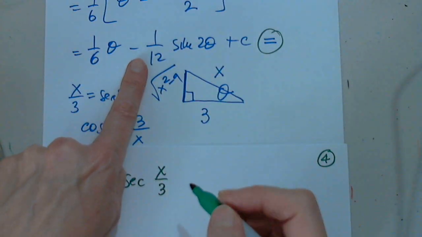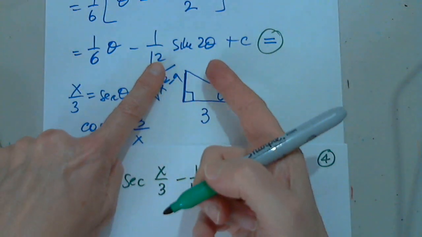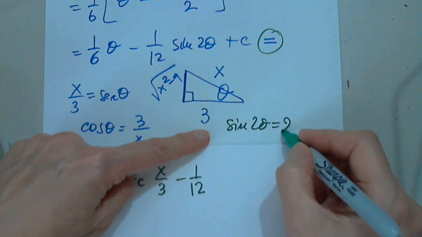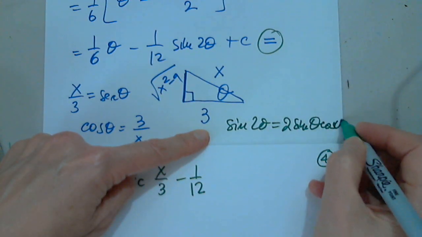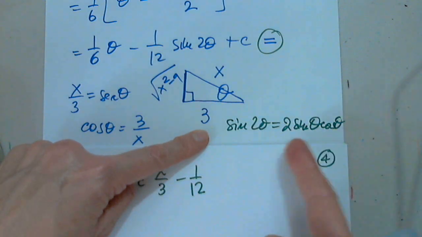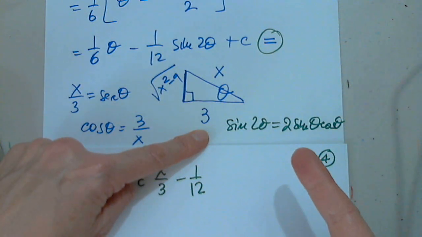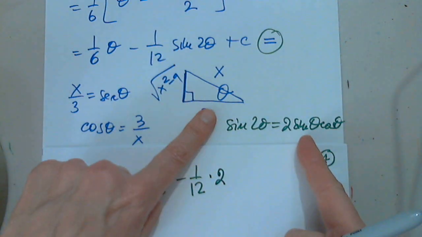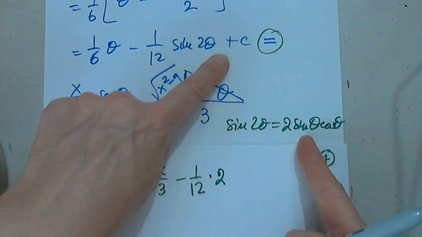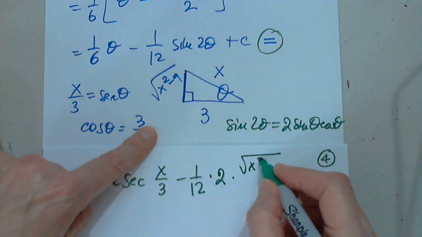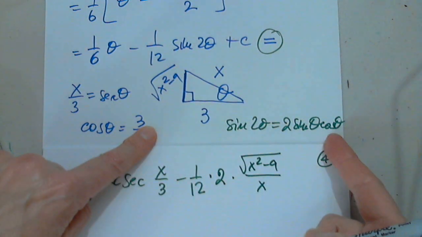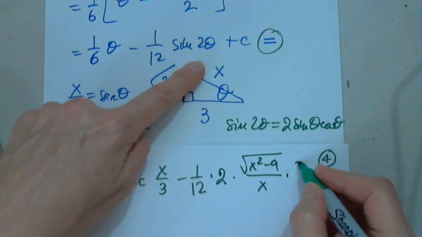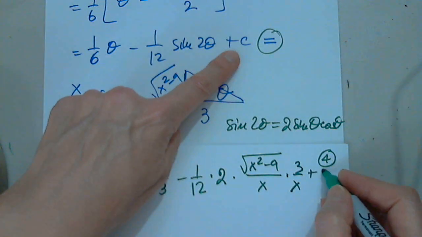That's for theta, minus 1 over 12. I have to remember, and I'm going to write it here, that sine 2 theta equals 2 sine theta cosine theta. This is one of the double angle identities. So this will be times 2. Now sine theta is the opposite over the hypotenuse, the square root of x squared minus 9 divided by x, times cosine. Now with cosine we know it's 3 over x, so times 3 over x, plus a constant c.